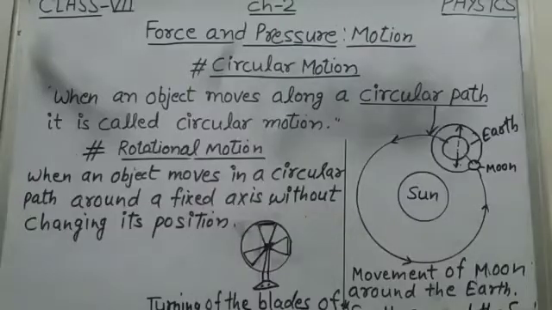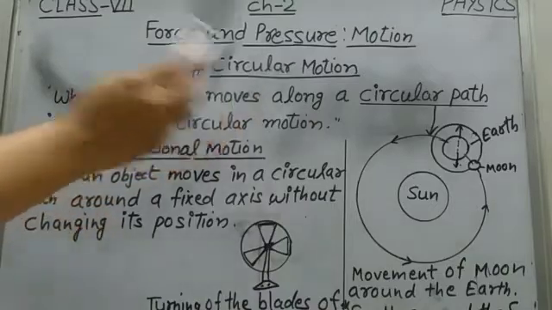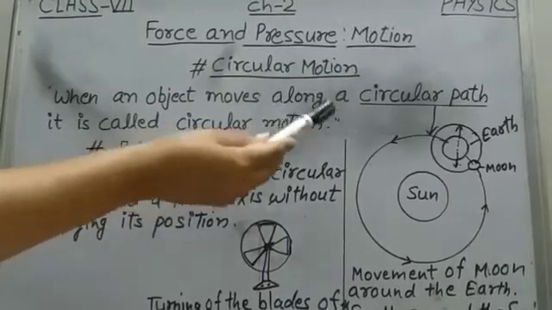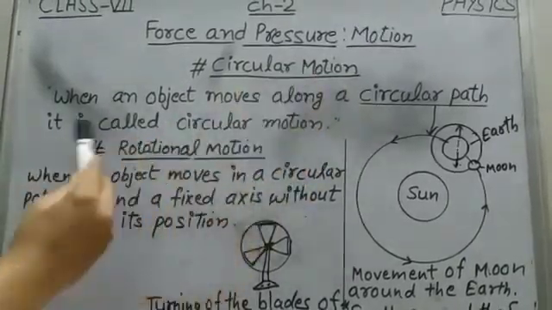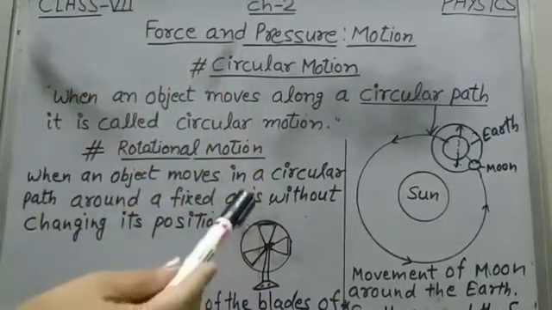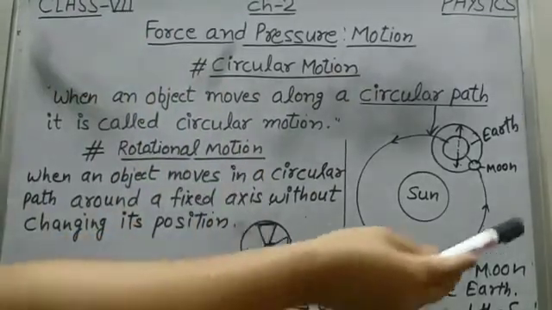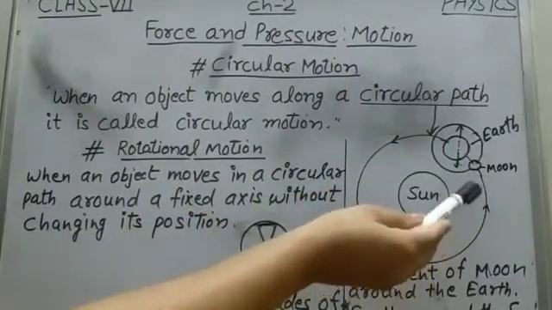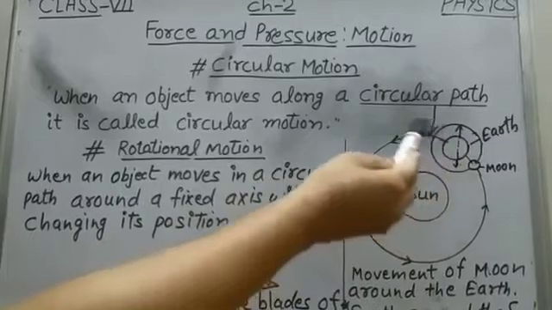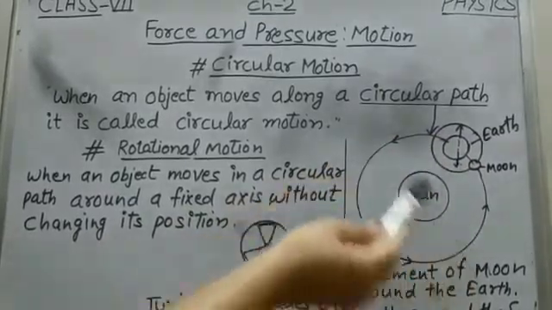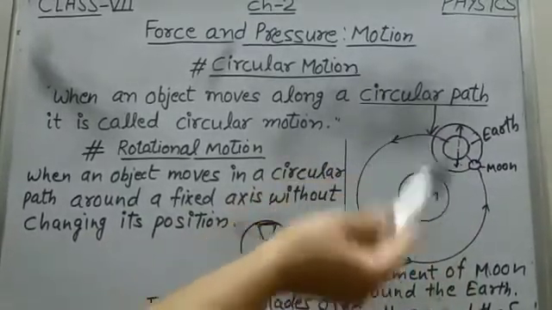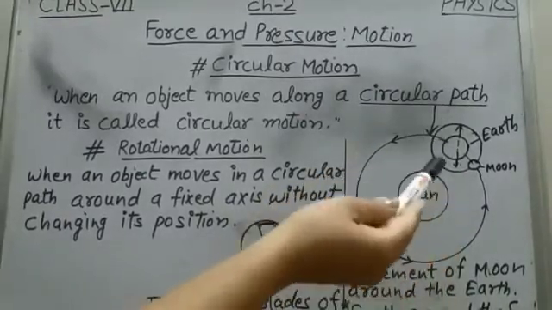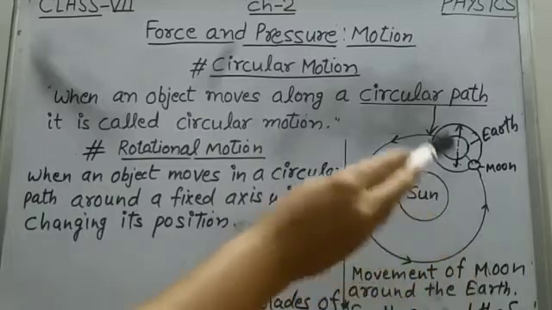Now, another type of motion is circular motion. As the name suggests, when an object moves along a circular path, it is called circular motion. For example, the movement of the moon around the earth and the movement of the earth around the sun. These types of motions are circular motion because they are following a circular path.